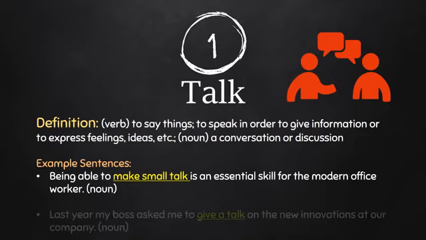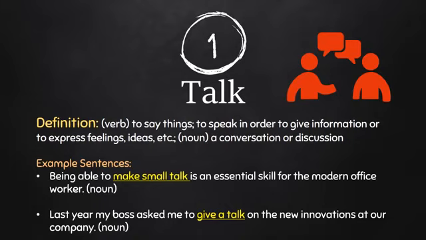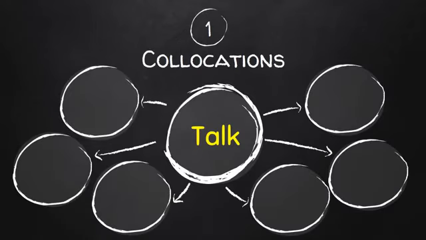The next sentence. Last year, my boss asked me to give a talk on the new innovations at our company. This is also using talk as a noun. In the first sentence, we have make small talk. And in the second sentence, we have give a talk. Give a talk, which is kind of like a speech. All right, let's look at some more collocations, or words that go together with talk.